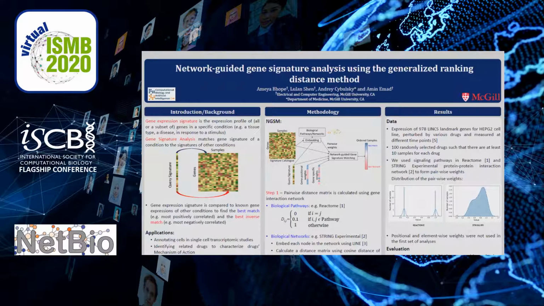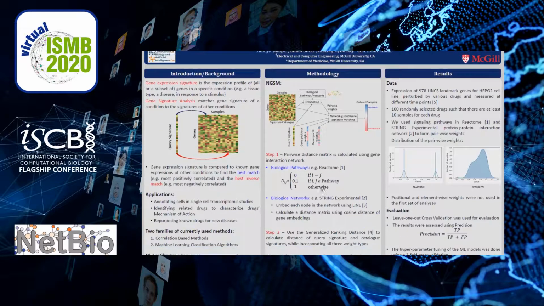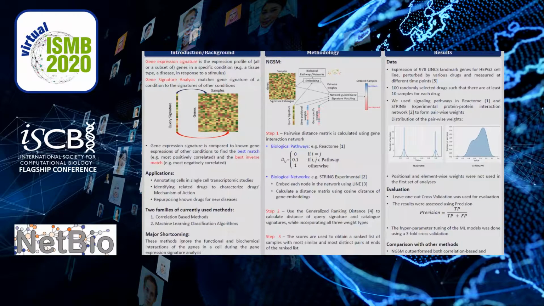The NGSM method takes 5 inputs: a query signature, a signature catalog containing many signatures, a list of biological pathways or gene level networks from which a pairwise distance matrix is obtained, and gene positional and gene specific weight vectors for the query signatures. The first step is to obtain a pairwise distance matrix. In the case of pathways, for example, Reactome pathways, the distance between two distinct genes is 0.1 when they belong to the same pathway and 1 if they don't.